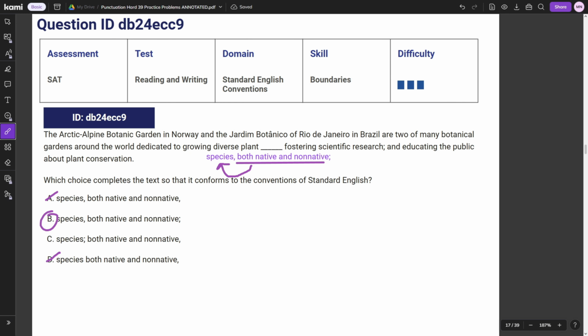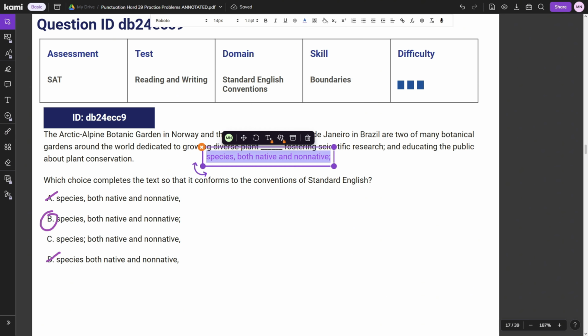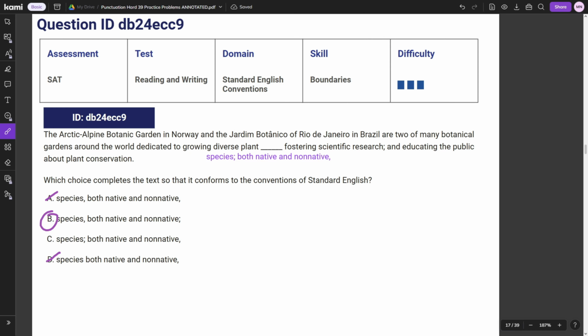Now if you didn't understand the way I explained that, let me plug in C and show you why C would be wrong. Alright, so I went ahead and plugged in C, and now that we have the semicolon before our idea, that means that the idea is going to be applying to what's after it, what's after the comma. So you can basically think of the semicolon as a wall, alright? It doesn't interfere with the info on the other side. Real quick, using that same analogy, this is answer choice B, the correct answer choice. Think of the semicolon as a wall. It wouldn't interfere with the info on the other side, so native and non-native would apply to plant species.